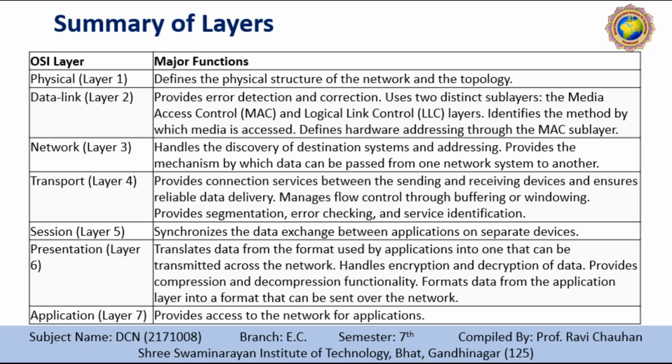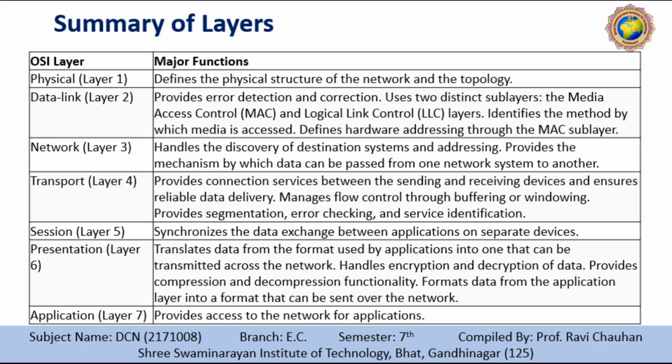The data link layer provides the error detection and correction. It uses two distinct sublayers, the media access control or MAC and the logical link control LLC layers. It identifies the method by which the media is accessed. It also defines the hardware addressing through the MAC sublayer. So these two terms, MAC and LLC, are new for you. So it is a major function of each layer. So remember this and write it down in your answer also, which will enhance your marks in the exam.